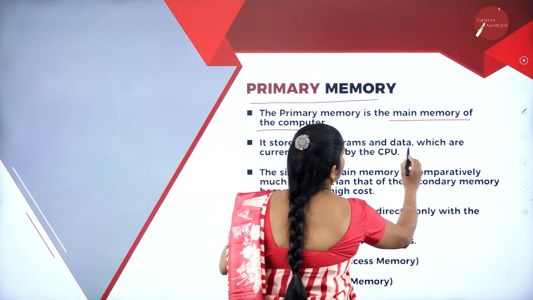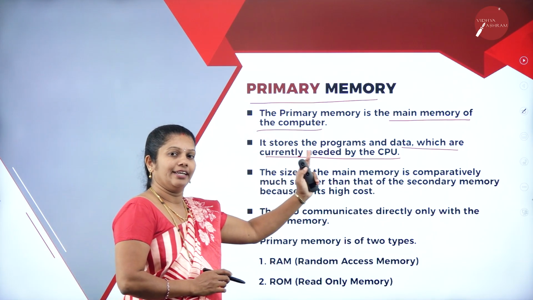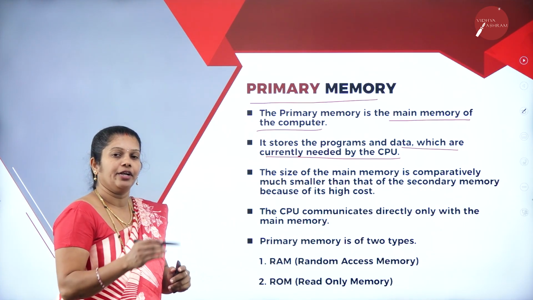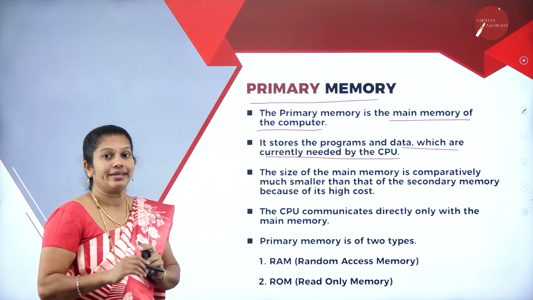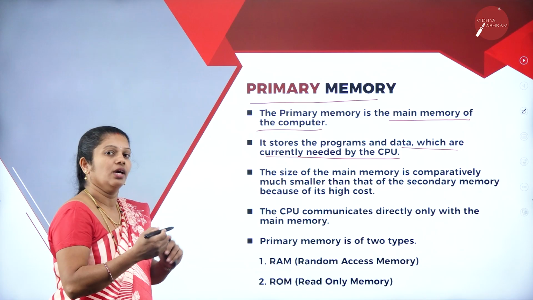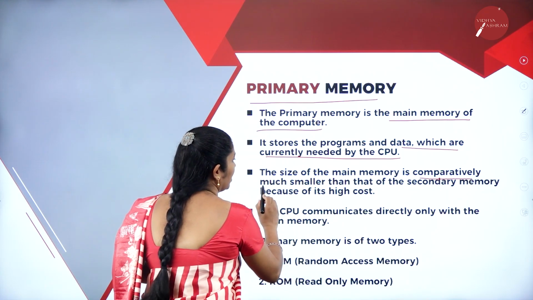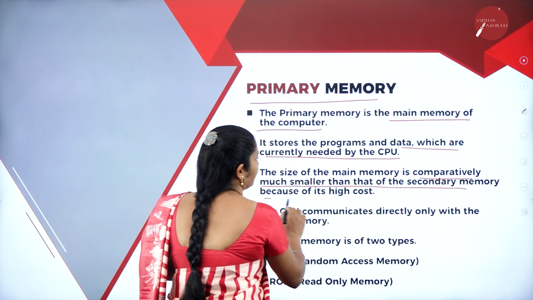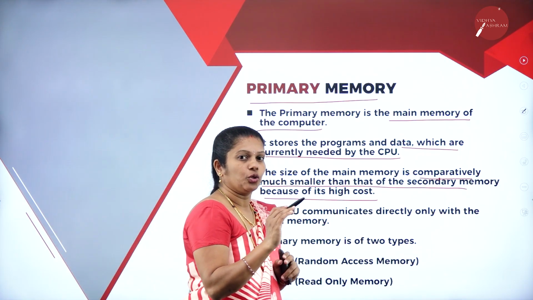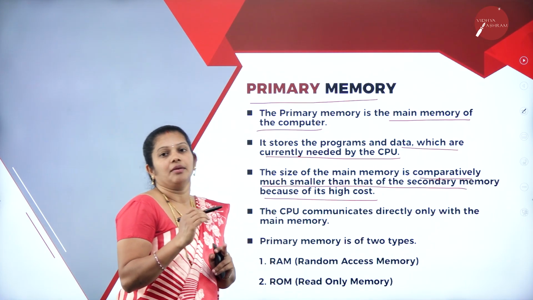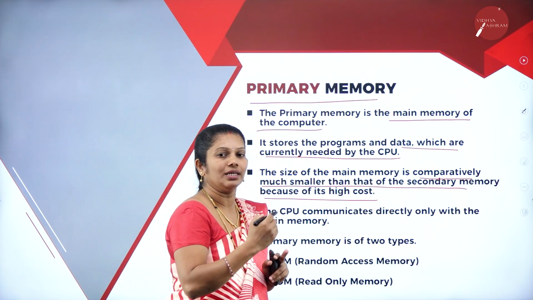It stores programs and data which are currently needed by the CPU, where it may be data or information or any program, everything is stored in this primary memory. Whichever we recently want, that it will store here. The size of the main memory is comparatively much smaller than that of secondary memory because of its high cost. Already I told you, secondary memory storage capacity is more, but primary memory capacity is less, because the CPU can interact only with the primary memory.